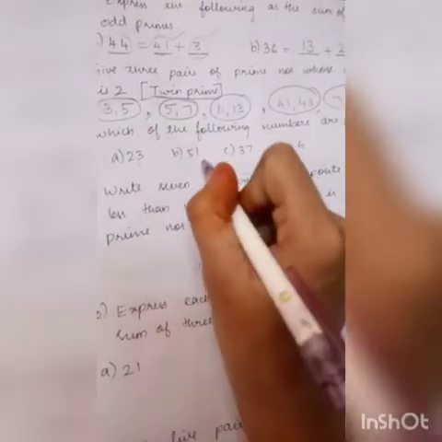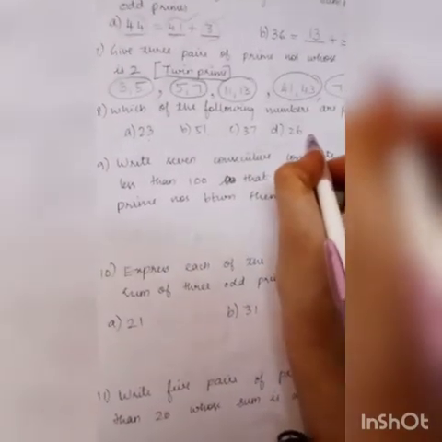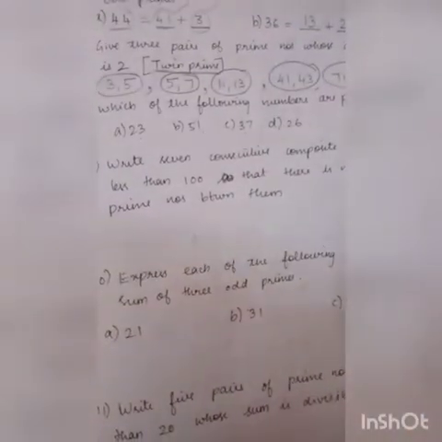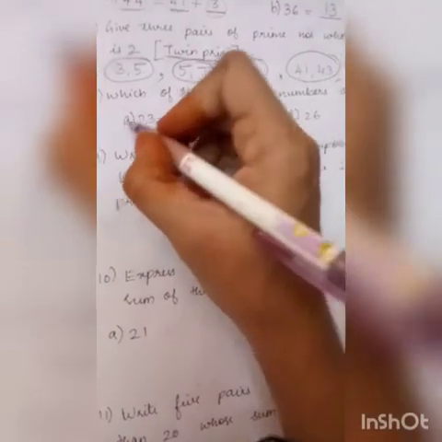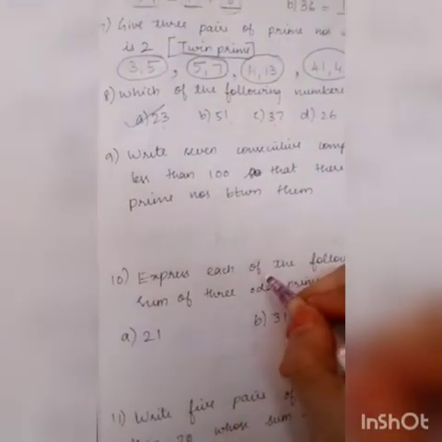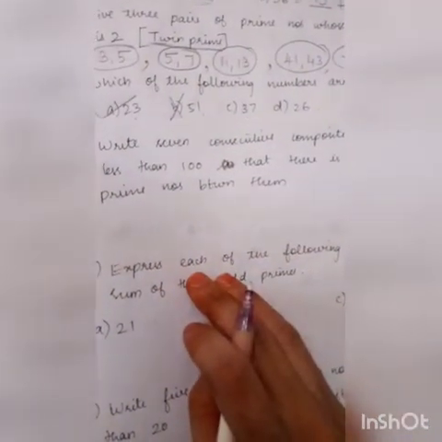23, 51, 37, 26. Which of the following are prime? You have learned prime numbers, do you remember? Is 23 a prime? Yes, you can put a tick. Is 51 a prime number? No, it is divisible by 3, so it is not a prime number.